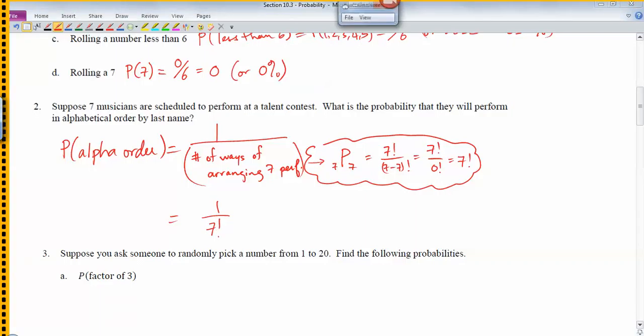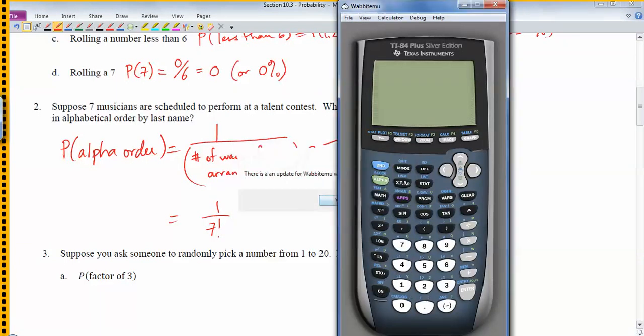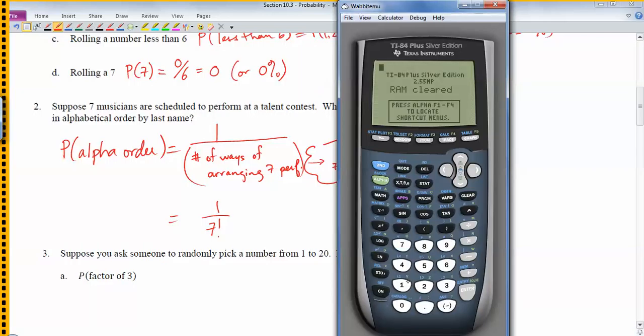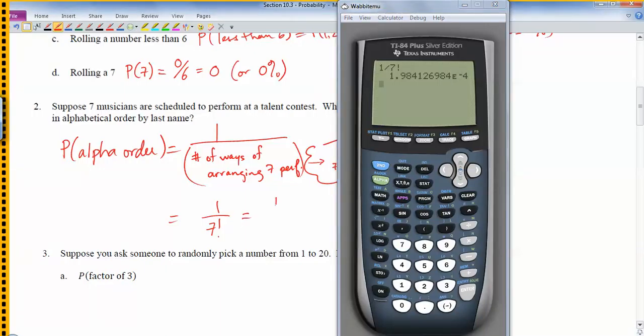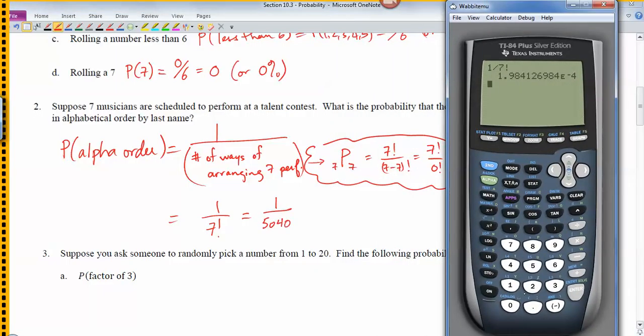So let me use the calculator to figure out what this is. Clear that. 1 divided by 7, and then I'm going to go to math and scroll over to probability and choose option 4 for factorial. Enter. Now that's a tiny decimal, that's a times 10 to the negative 4th. If you just did 7 factorial, it'd be 5040. And then 1 over 5040, that might give me the same form. Yeah, it does.